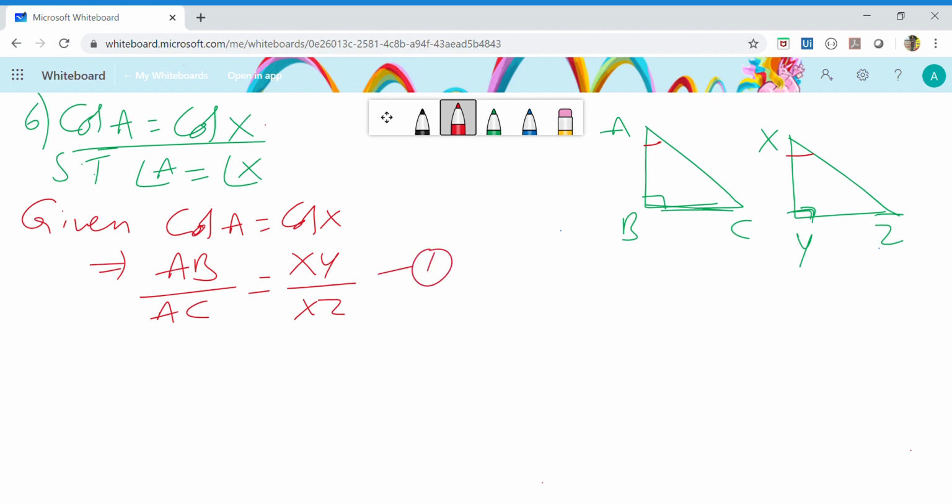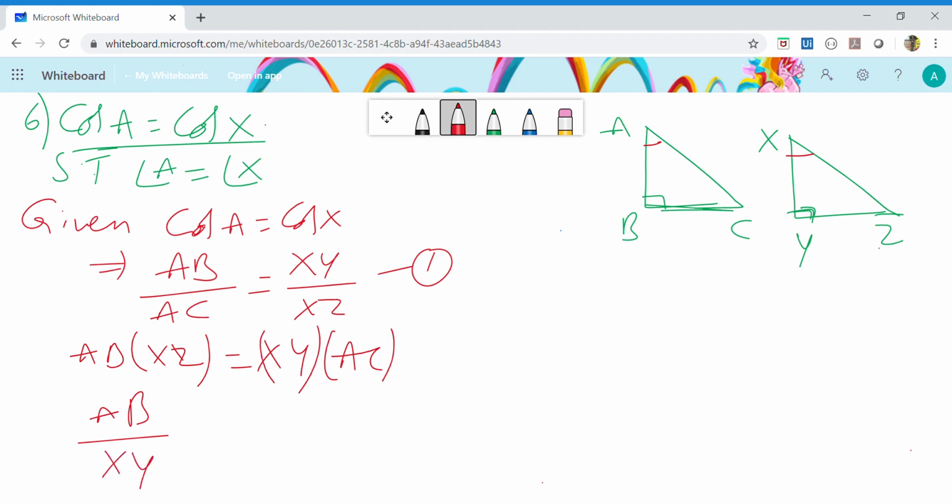If you take it, I'll do the cross multiplication. Why I'm doing cross multiplication, I will also tell. So AB into XZ is equal to XY into AC. And then AB, keep it here only, and XY bring to this side, is equal to AC by XZ. This is the second condition. See here, what is the second condition? I'm getting AB by XY.